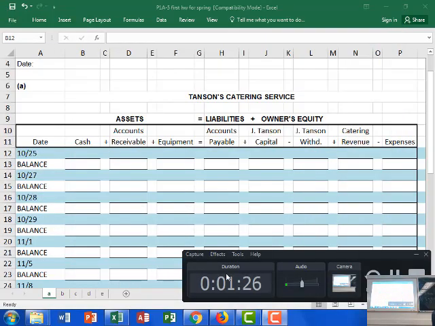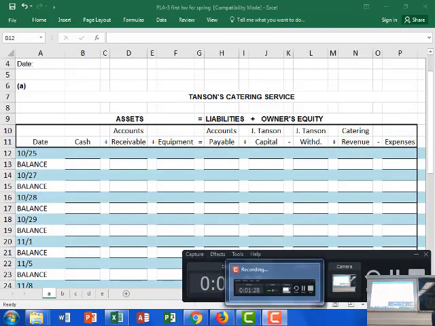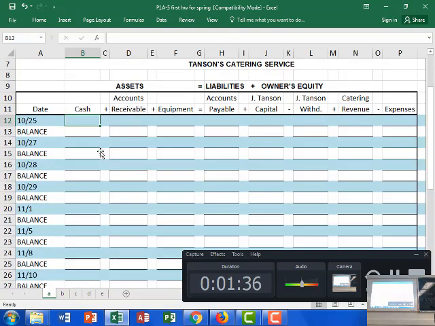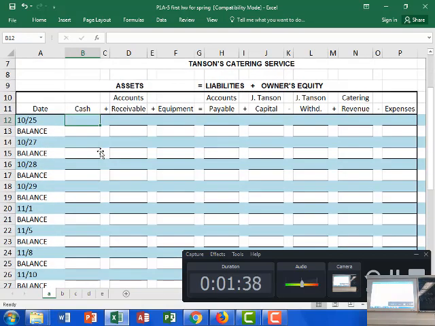We're going to go to page 29, as I stated, and we're going to start reading what's there, okay? At the bottom of that page, it talks about Mr. James Tanson, sorry. He's a retired Army officer who opened Tanson's catering service. As his accountant, analyze the transactions listed at the present and present them in the proper form.